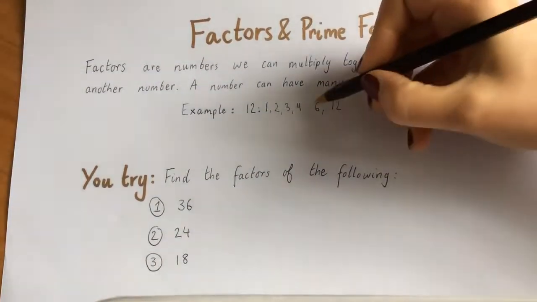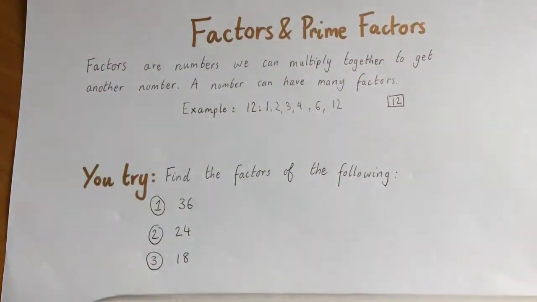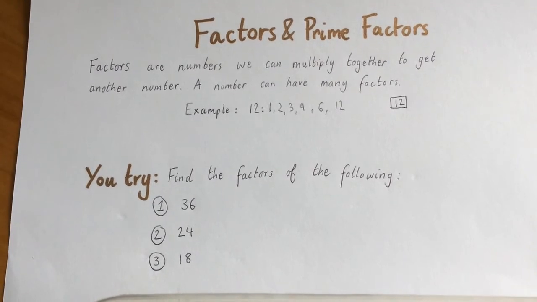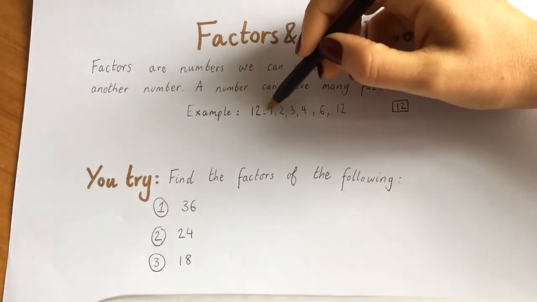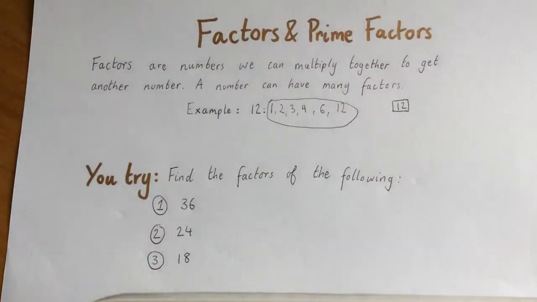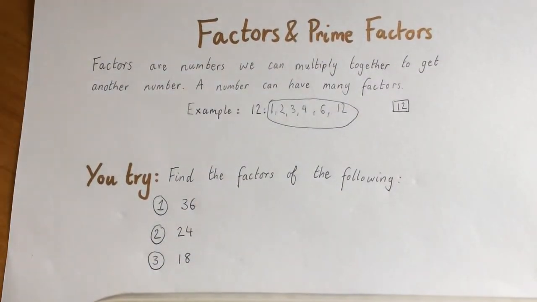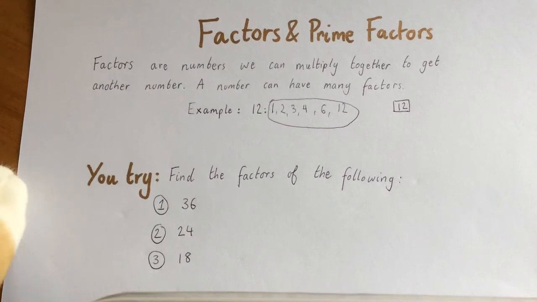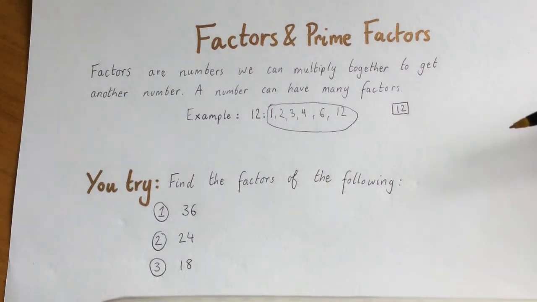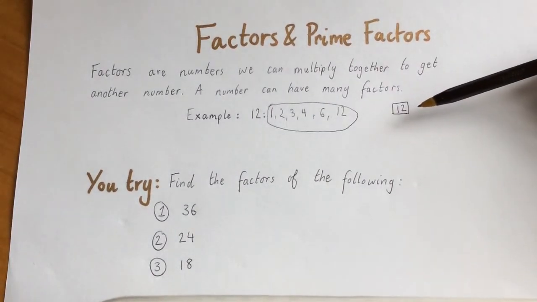And so here, it's very important to put the commas in, otherwise it's 46. So here you can see all of the factors. These are all of the factors of 12. So prime factors are all of the factors of 12 that are prime numbers as well.